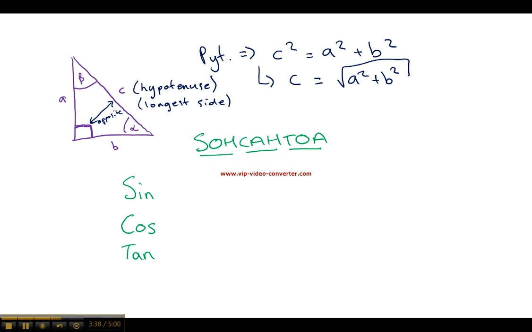Now we'll do this in relation to alpha. So the sine of alpha here will equal the opposite, which is A, over the hypotenuse, which is C. The cos of alpha will equal the adjacent, B, over the hypotenuse. And the tan of alpha will equal the opposite, which is A, over the adjacent, which is B. Now obviously these would be different if we're doing beta.